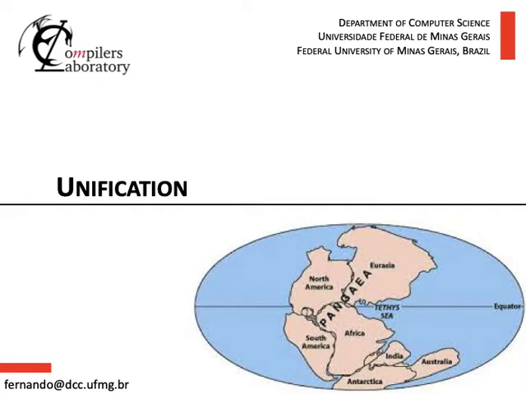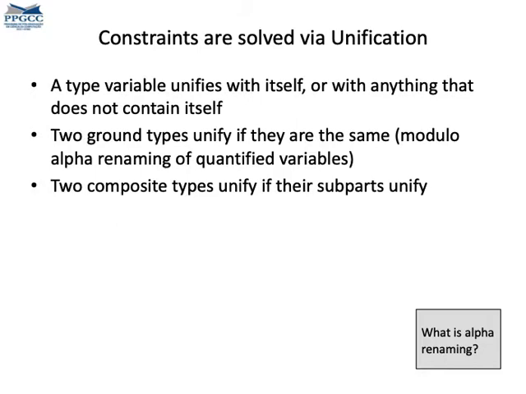Hi, I'm Fernando Pereira from UFMG in Brazil, and today we shall talk about unification, which is the algorithm used to solve the constraints that we generate through type inference. Unification is a rather simple technique, but with powerful consequences. It determines when two structures, potentially with open variables, are the same.